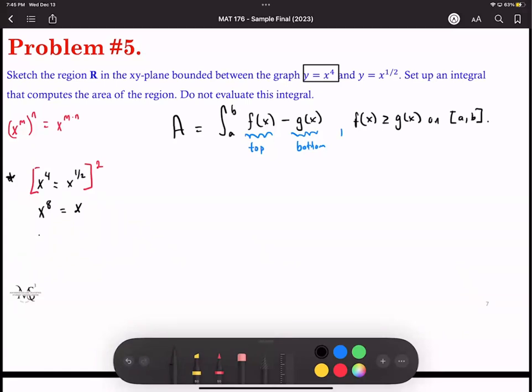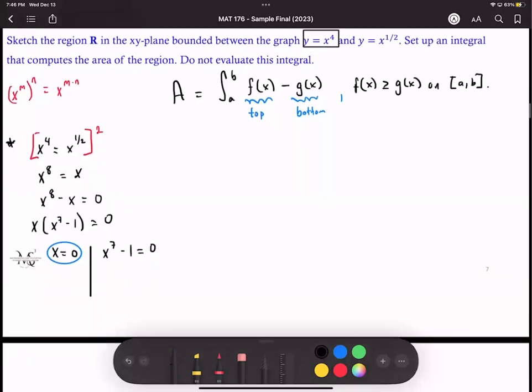All right, now since they're set equal to each other, I'm just going to subtract x on both sides, right? So this gives me x to the 8th minus x equals 0. And then I can solve it by factoring. So I factor an x out. We get x times x to the 7th minus 1 is equal to 0. And if I split this into two equations, we get x equals 0, and x to the 7th minus 1 is equal to 0. So we get one point of intersection, x equals 0.